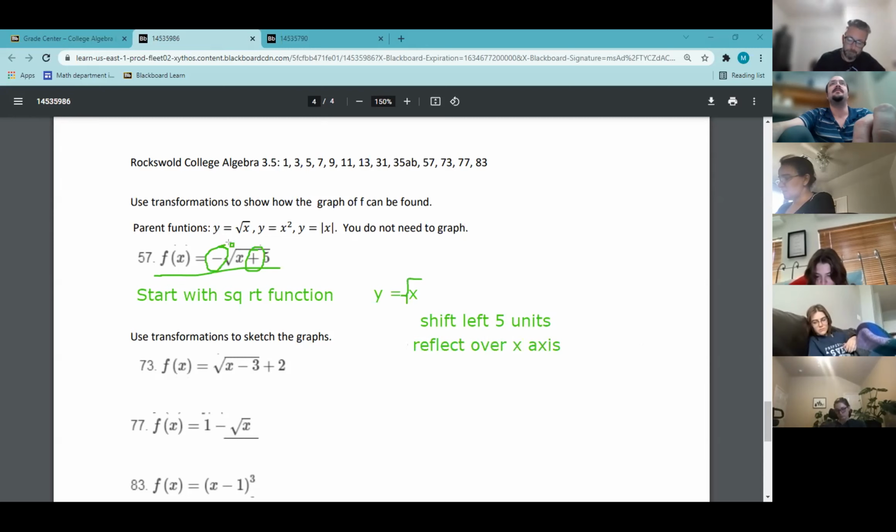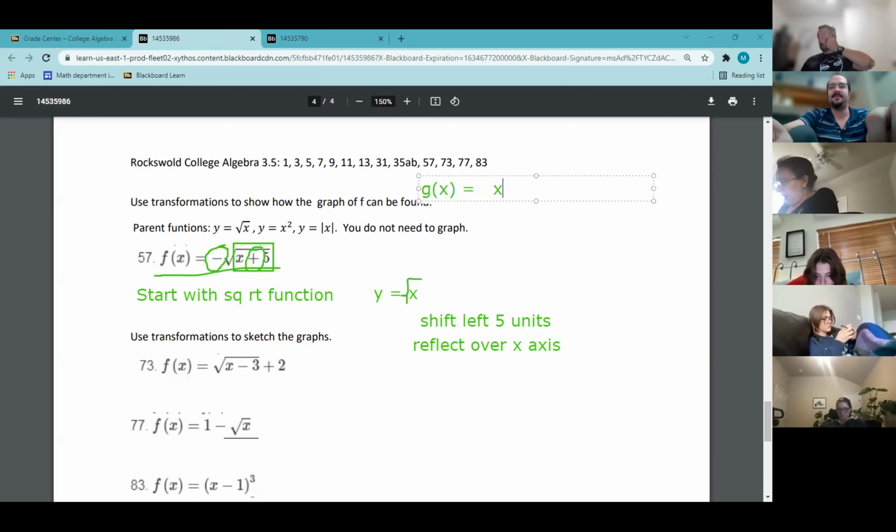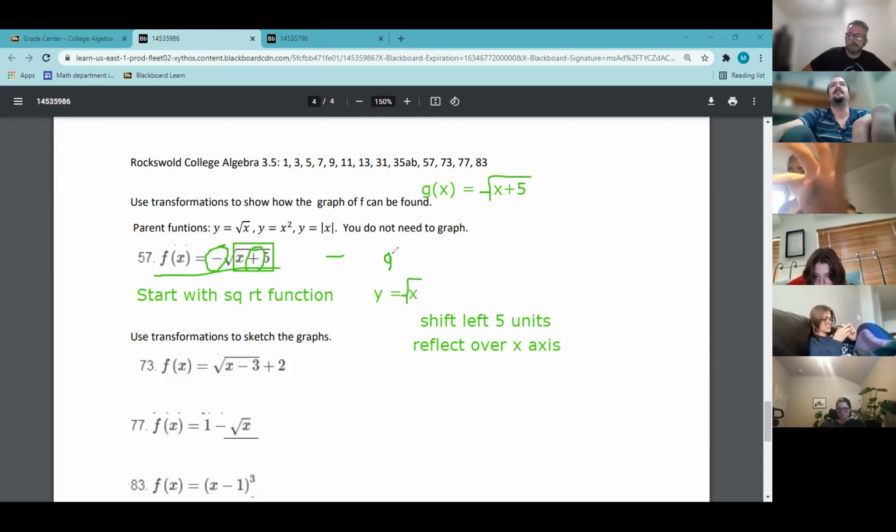If we look at this whole thing right in here, this is like my function. You could call this f of x. But if we wanted to call this another function, maybe g of x, I could just do that, maybe x plus 5. Like this is the square root thing, and this negative is on the outside of the square root thing. So I'm tacking on that negative at the end.